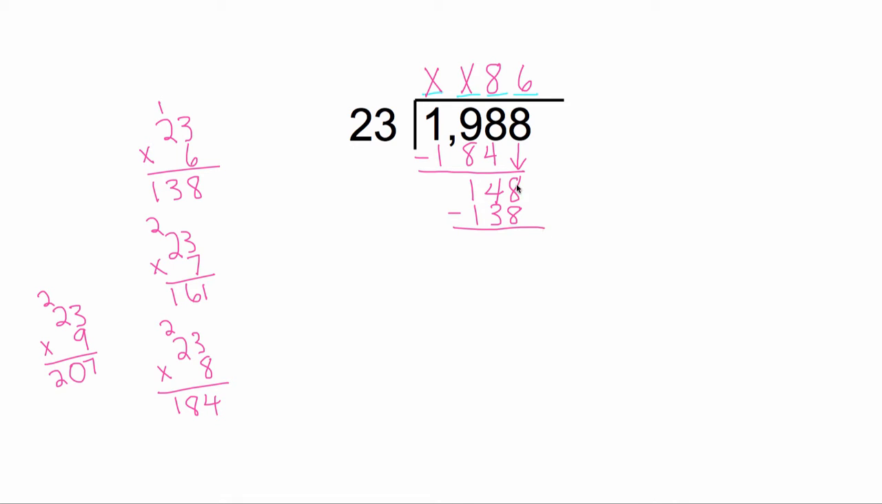We subtract. 8 minus 8 is 0. 4 minus 3 is 1, and 1 minus 1 is 0. So we have 10 left over. I have nothing left to bring down, so I have a remainder of 10. It's also okay to have a remainder that's a double digit. Again, as long as it's lower than your divisor, you're good to go. Let's go ahead and do one more problem together.